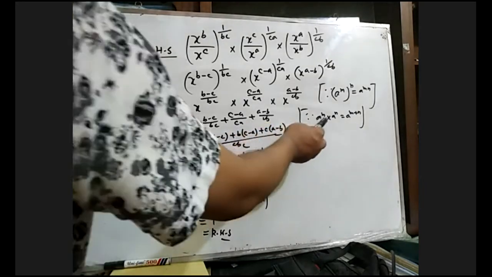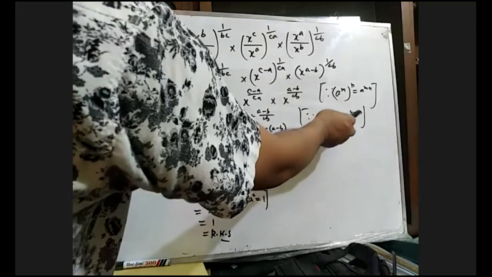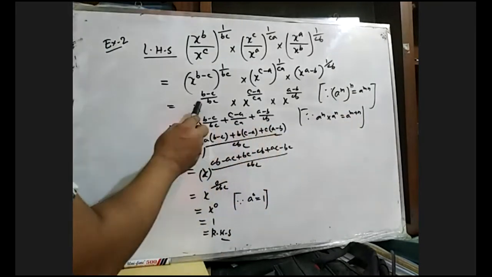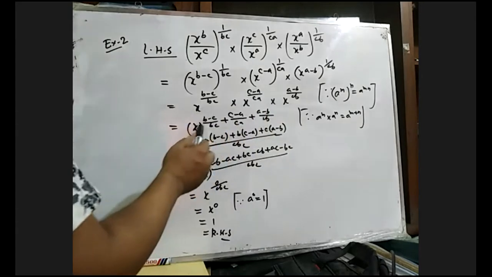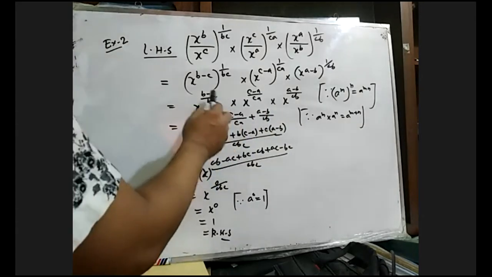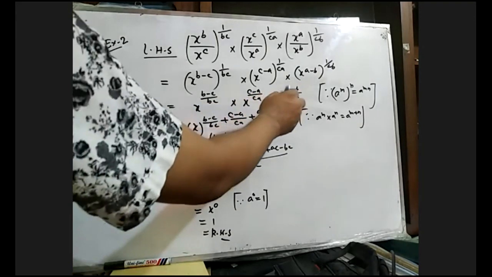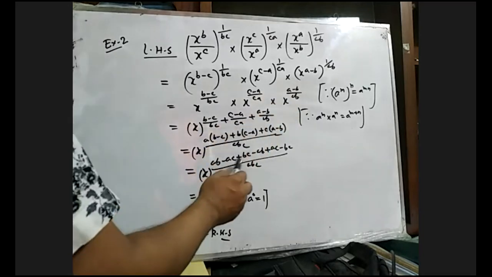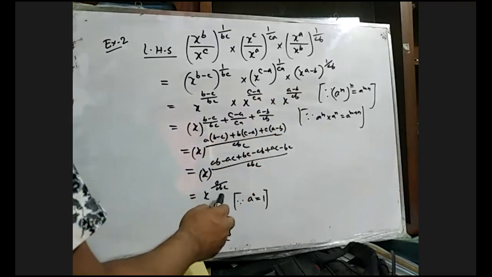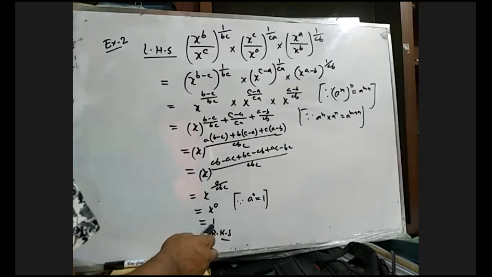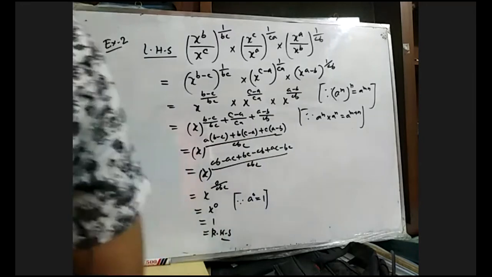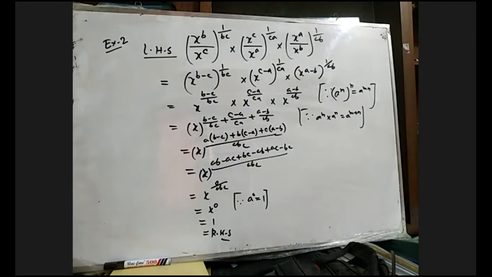So a to the power m into a to the power n equals what? a to the power m plus n. Just applying this formula, same base, taking one base, the power will be this power plus this power plus this power. Okay, just taking LCM, we get 0 divided by abc. 0 divided by abc means what? Only 0. So x to the power 0 means what? 1, because a to the power 0 equals 1. So this is the right hand side. Left hand side equals right hand side.